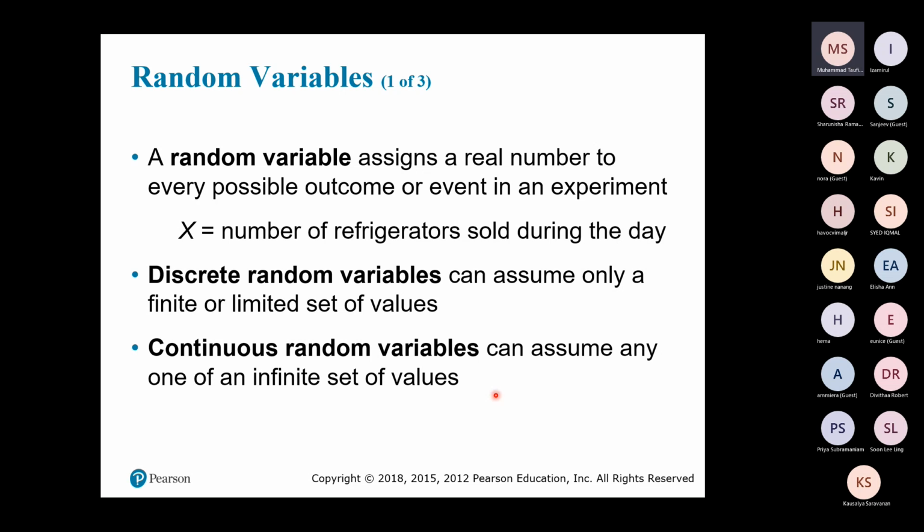Okay, so dalam random variable ni kita ada dua jenis. Satu adalah discrete random variable, can assume only a finite or limited set of value. Another one is continuous random variable, can assume any one of an infinite set of value. Discrete ni maksudnya adalah nombor bulat. Value random variable tu adalah nombor bulat 1, 2, 3.